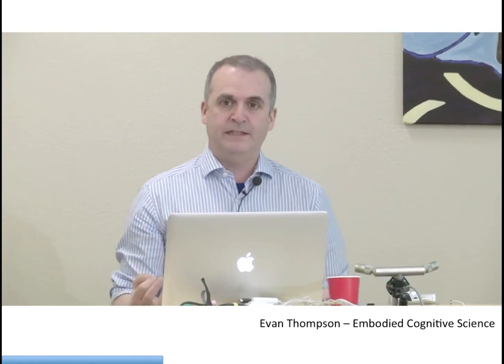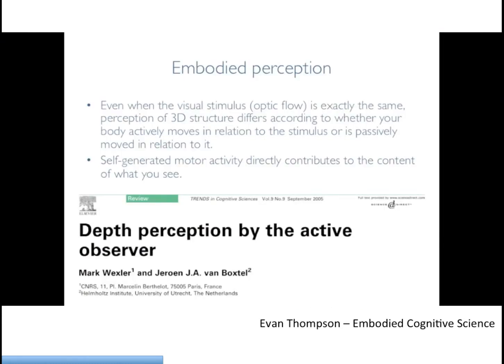So the idea that cognition is embodied is that it depends directly on the body as a functional whole and not just the brain. To give you an example, in the case of visual perception, if you hold the visual stimulus fixed, it's an optic flow stimulus in this particular experiment that I'm thinking of, so the stimulus is exactly the same, but the perception of the 3D structure, perception of depth, differs according to whether you are actively moving your body in relationship to it or whether your body is being passively moved in relationship to it.